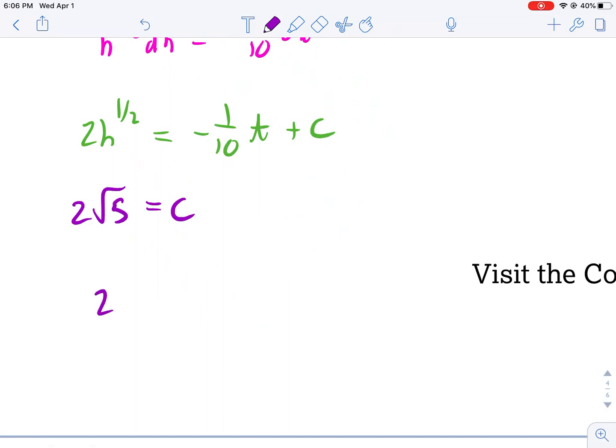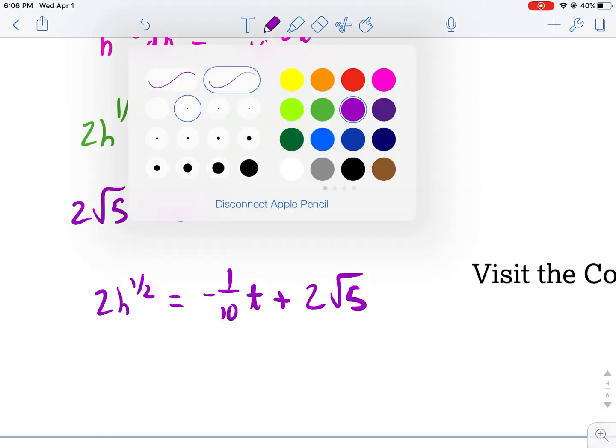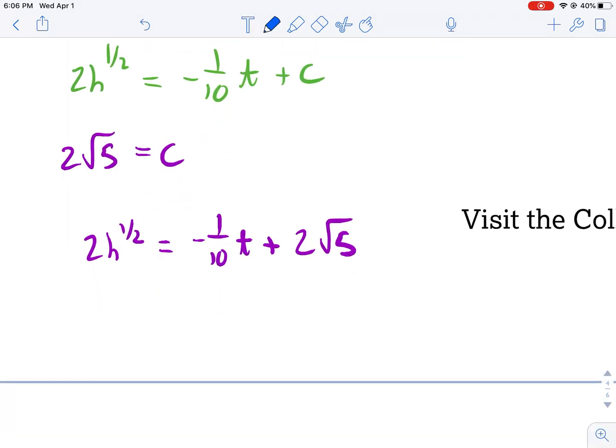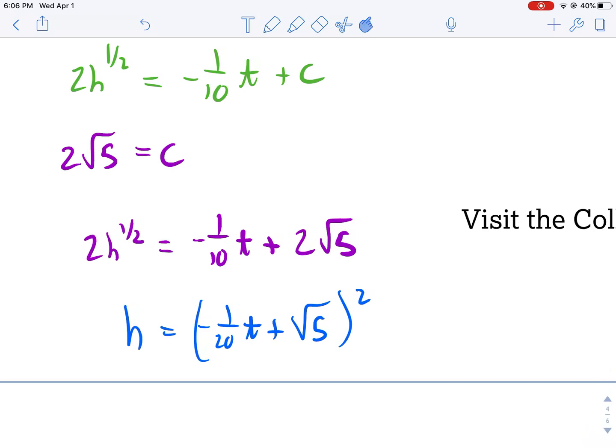Okay, plugging that into the green equation gives me 2h to the 1/2 equals negative 1/10 t plus 2 radical 5. And then from here we just do some algebra and get h by itself. So if I divide both sides by 2, I get negative 1/20 t plus radical 5. And that's actually h to the 1/2, so then I just square both sides to get my final answer. There you go.